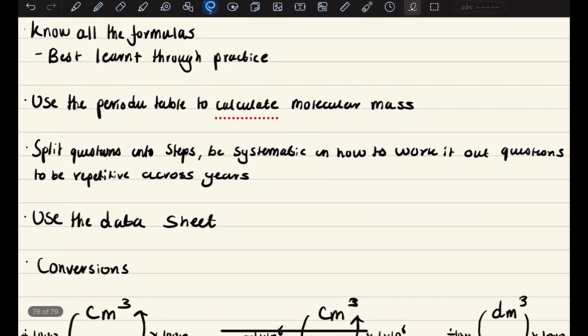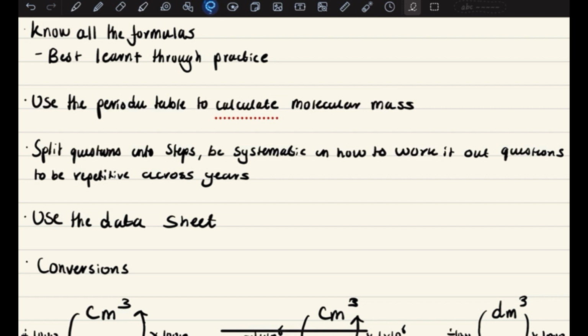Now, got to split the questions up. Like I said, I do want to do a video in the future about how I approach questions, right? But if you split the questions up into steps, you're going to be able to better comprehend what the question wants you to do, if that makes sense. So if you do it in steps, instead of thinking, oh my goodness, how am I going to get to this point? That's going to help you out so much.